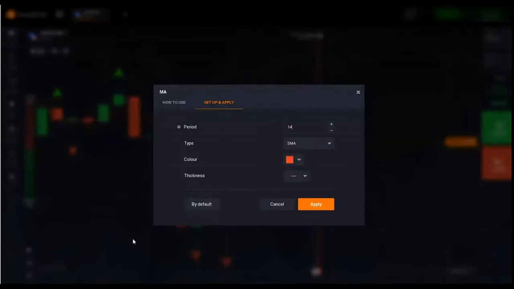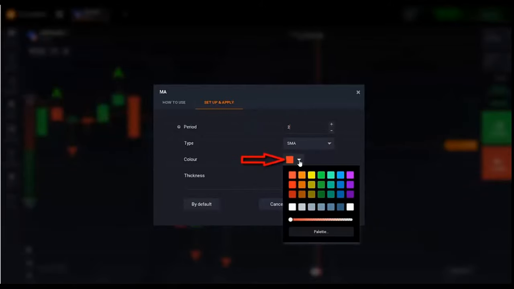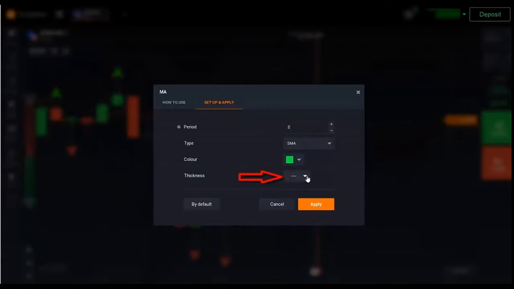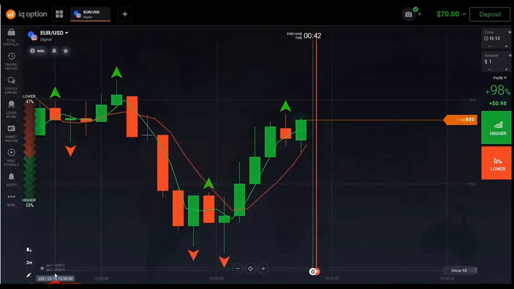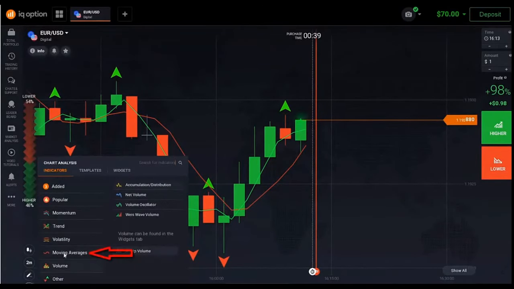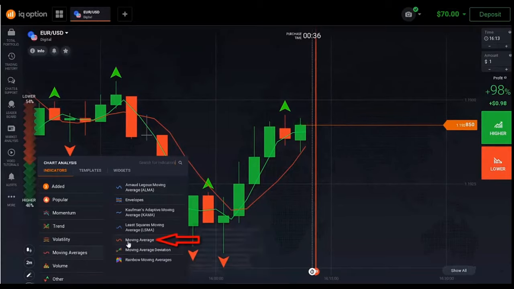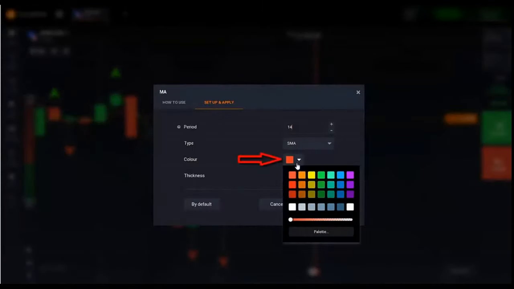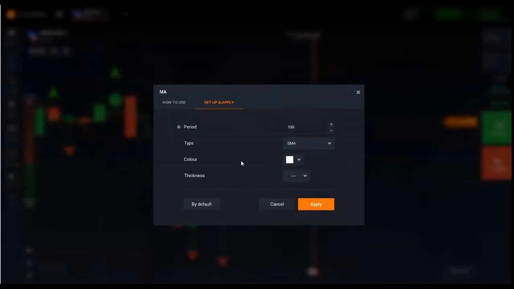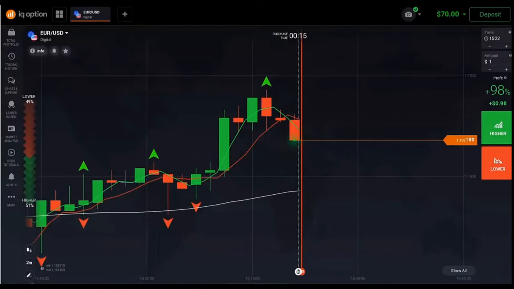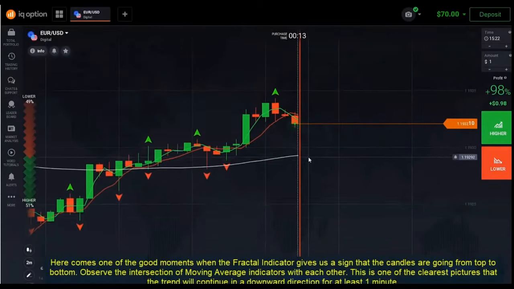We set the moving average again. This time period will be 2, as well as change the color and thicken the line as the crossing points become more visible. And we even set the moving average to 100 this time to see a clear picture of how the trend or direction is going. So continue watching the video for more details, please.